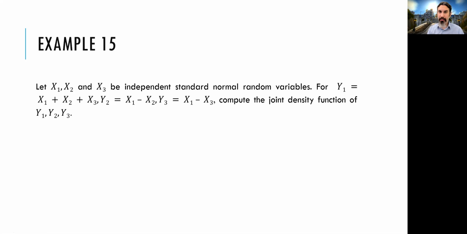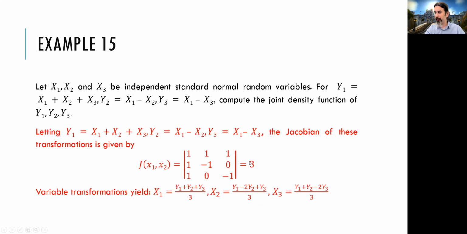Now, what I need is the Jacobian and transformation formulas. The Jacobian is easy. For y1, we have 1, 1, 1. For y2, we have 1, minus 1, 0. For y3, we have 1, 0, minus 1. So what we have to do is just take the determinant of this matrix, which is going to give us 3. Now, this is the Jacobian. So at the end, we're going to need 1 over 3.